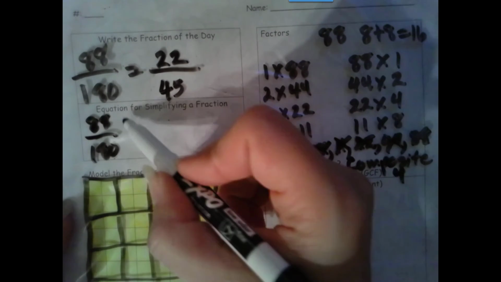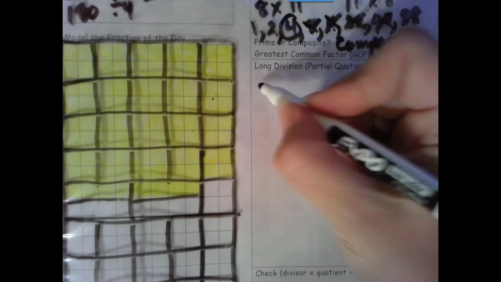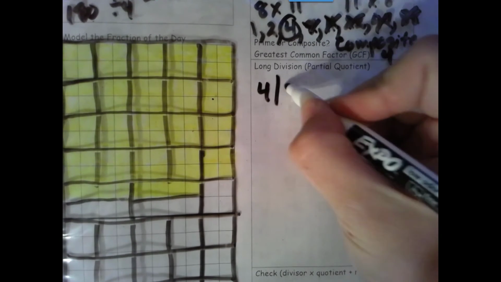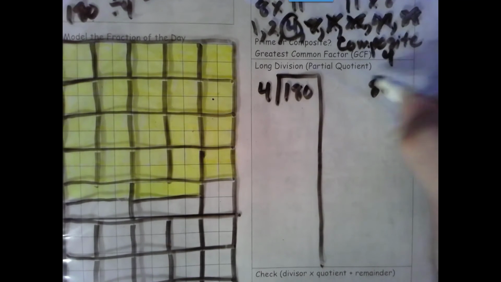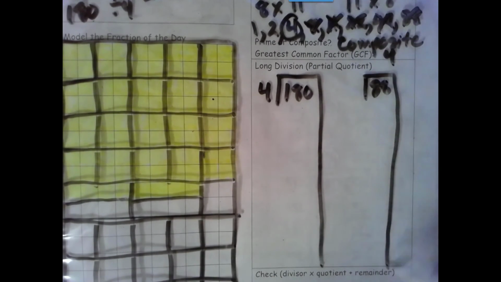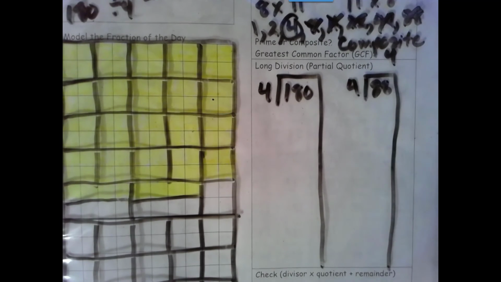Okay, I've done my division with my model. Now I'm going to divide using my algorithm. So I'm dividing both of these by 4. 180 divided into groups of 4, and 88. So inside that rectangle is an area of 88. One side is 4. I'm trying to figure out the other side.